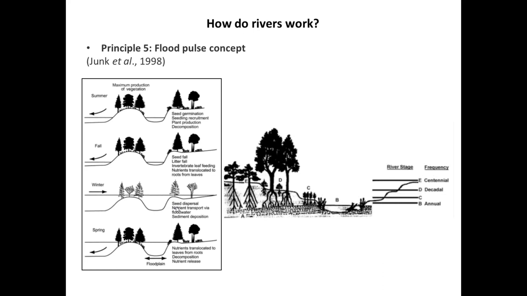So we need that hand which periodically brings those nutrients into the water, and which at the same time fertilizes the floodplain and allows the whole range of ecosystem services to happen in those areas. So again, floods are something without which rivers cannot really live correctly.